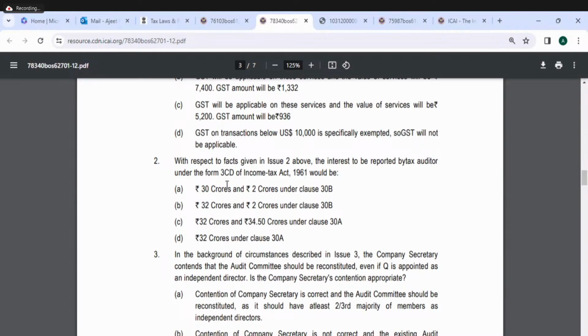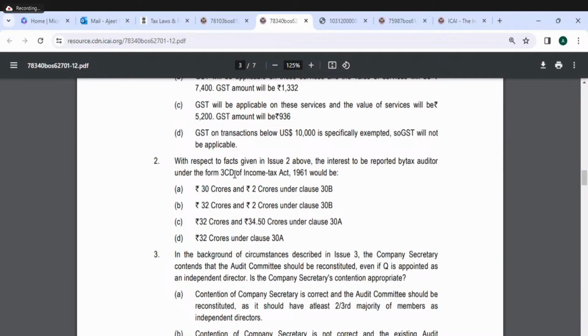There are 3 forms: Form 3CA, Form 3CB, Form 3CD. If the person engaged in business or profession is required by or under any other law to get their books of account audited, then they have to submit the report which is required under that other law, plus they have to furnish a statement in form 3CD.